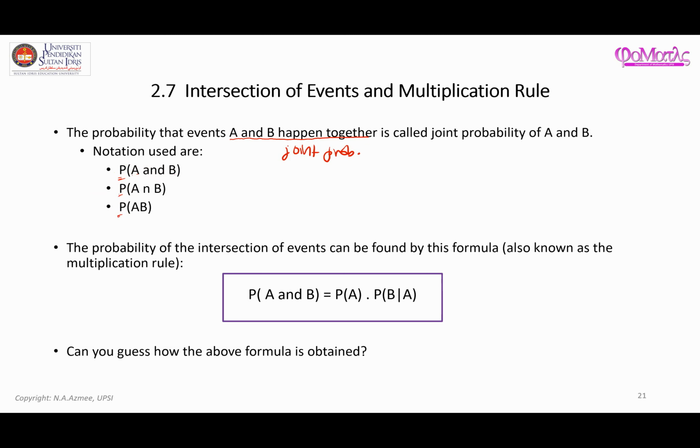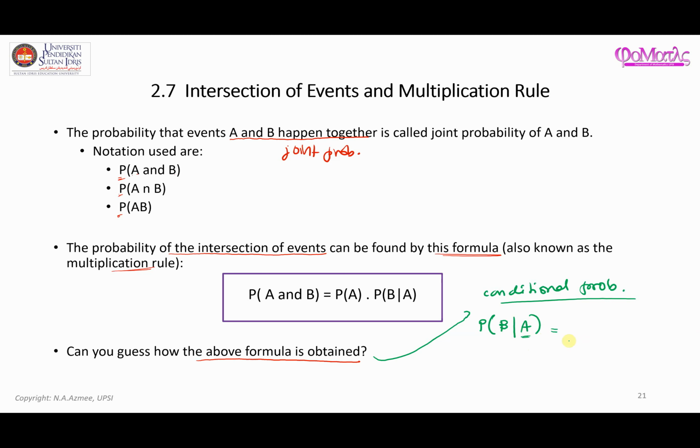Now to find the probability of the intersection of events, the probability of A and B, you can use this formula, and this formula is known as the multiplication rule. How is this formula obtained? Well, it comes directly from the idea of conditional probability, which you have already seen in the previous video. So what is conditional probability? It is defined as the probability of B given A. A has already happened. So what is the probability of B given A has already happened?